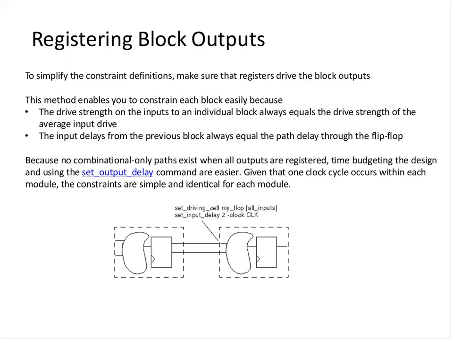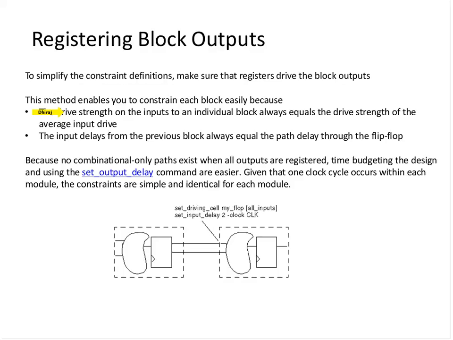This is a very important concept of registering block outputs. This helps in simplifying the timing constraints. It is very important to make sure that all the outputs of your design come out of a register, and there should be minimal or no combination logic between the register and the output. We will see how this makes our job easier when we write the constraints. The drive strength on the inputs to an individual block always equals the drive strength of the average input buffer. We will see the importance of this statement later. Just keep this in mind for now.